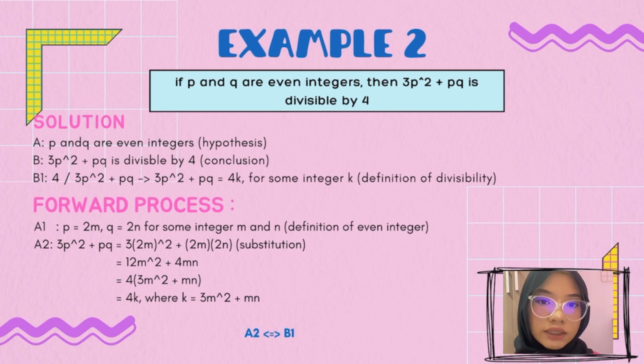So for the forward process, A1, p equals 2m, q equals 2n for some integers m and n, as the definition of an even integer. For A2, 3p squared plus pq equals 3 times (2m) squared plus 2m times 2n, equals 12m squared plus 4mn, equals 4 times (3m squared plus mn), equals 4k, where k equals 3m squared plus mn. Thus we can conclude that A2 is equivalent to B1.